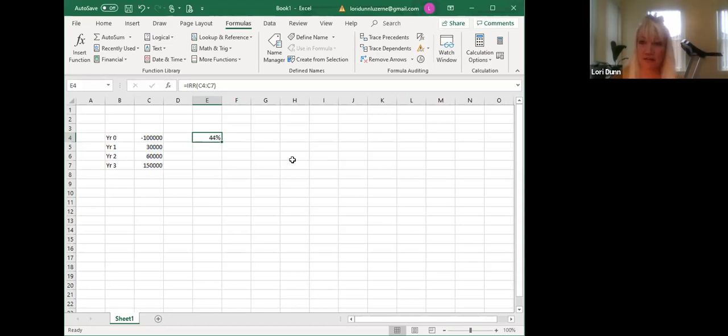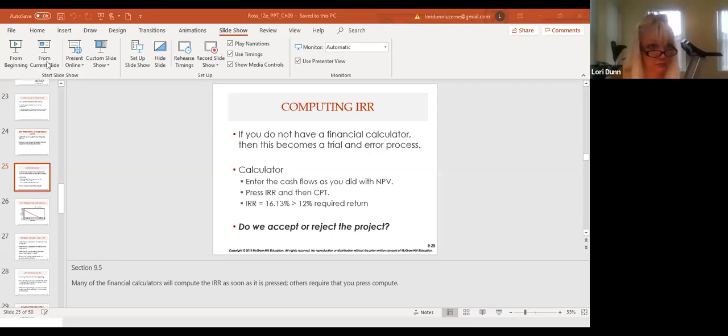Are there any questions on what it's calculating? Okay, so remember, these are tools we use to decide if we're taking on projects or not. So now we're going to move on. Internal rate of return is a very frequently used tool, as well as net present value. Now we're going to look at some issues with using internal rate of return.